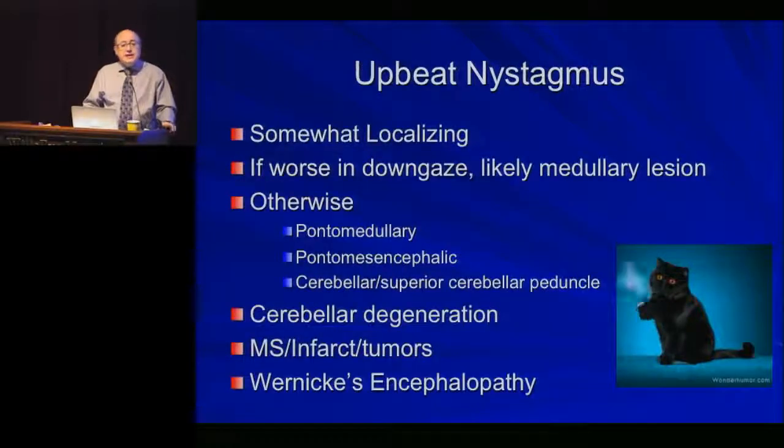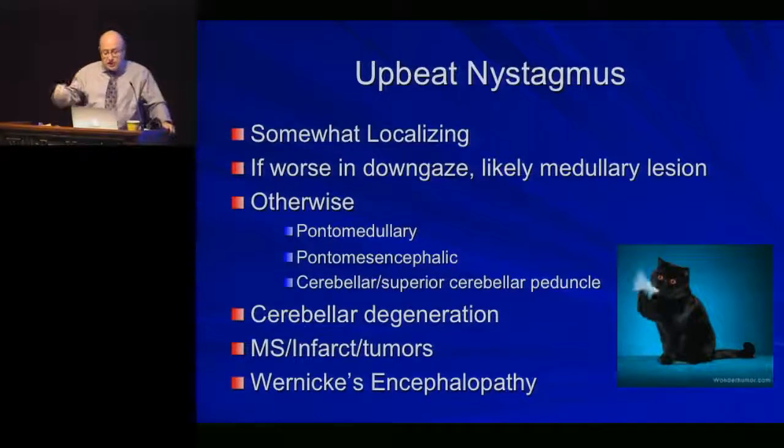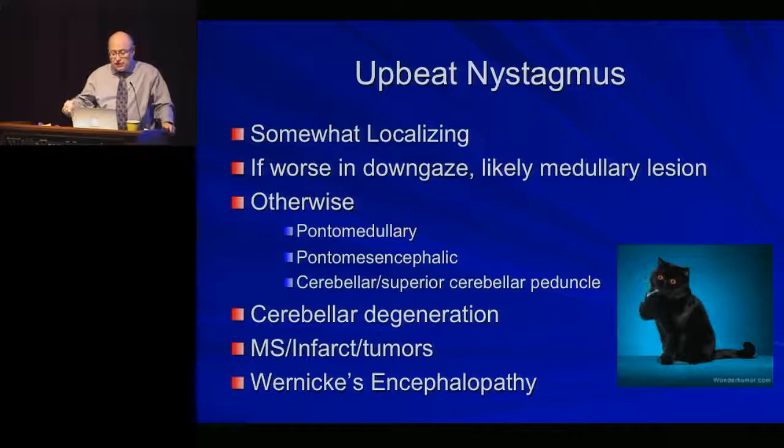Upbeat nystagmus is a little less localizing, but if it's worse in down gaze, it's typically in the medulla. And when we say it's not as localizing, you know for sure it's in the posterior fossa. It's brainstem or cerebellum. But if it's worse in down gaze, it's likely a medullary lesion. It could be at the pontomedullary junction, it could be at the pontomesencephalic junction, or it can be in the cerebellum. It's seen in cerebellar degeneration, mass lesions, such as tumors, infarcts, MS, etc.